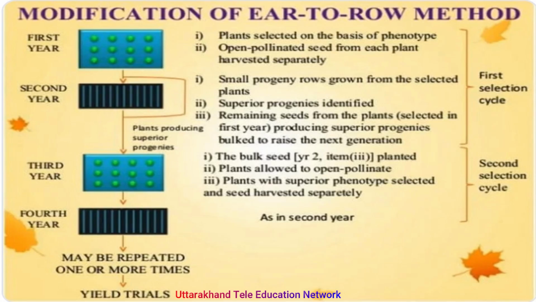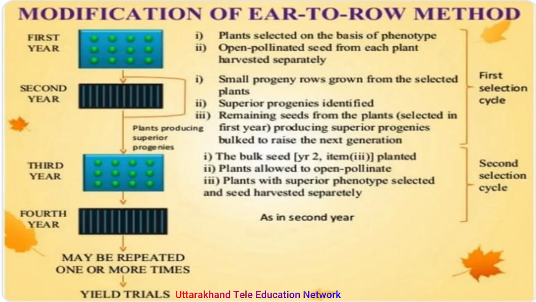Modification of year to row method. First year, second year, third year and fourth year. First year, plants selected on the basis of phenotype, and open pollinated seeds from each plant harvested separately. Second year, small progeny rows grown from the selected plants, superior progeny is identified. Remaining seeds from the plants selected in first year producing superior progeny is bulked to raise the next generation.